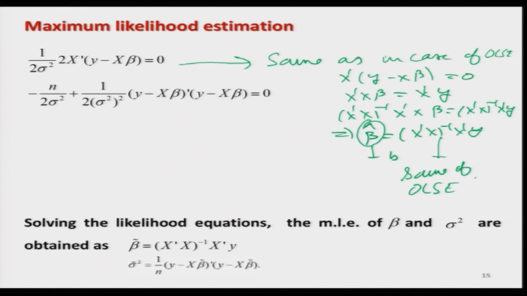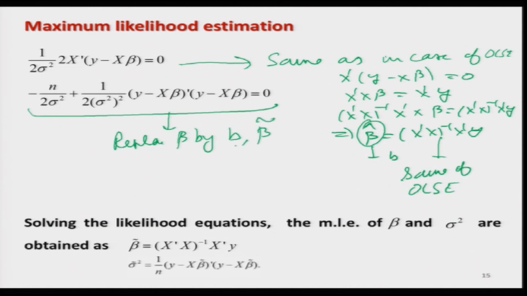Right. Now, you try to take the second normal equation, replace beta by b, or this MLE, let me denote by beta tilde. Let me introduce the symbol beta tilde just to indicate the maximum likelihood estimator, although the ordinary least square estimator of beta and the MLE of beta, that is the maximum likelihood estimator of beta, are the same. So, replace this b by beta tilde and then solve it.